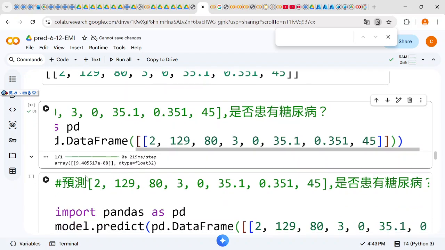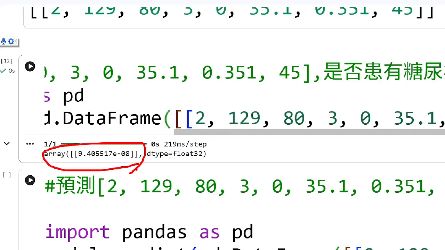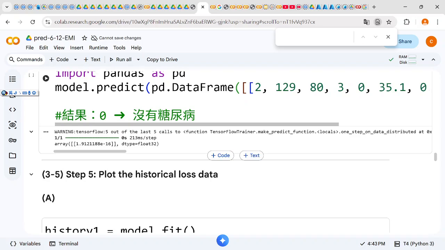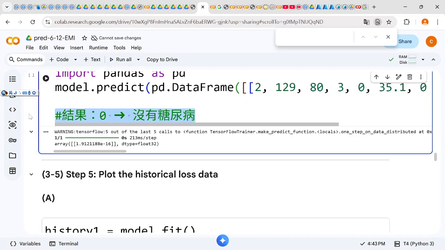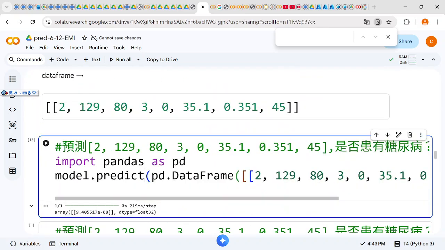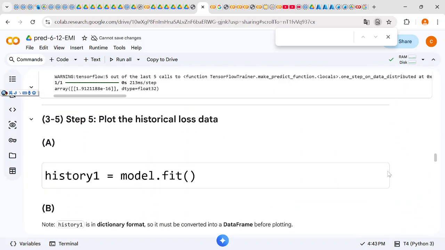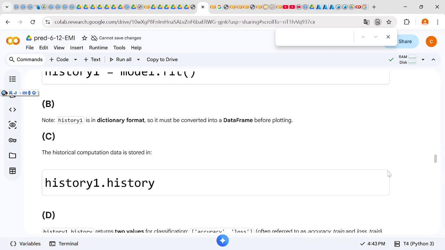Okay, the prediction is like here. It's very small, like 0. Because the result is 0, that means no diabetes. And for the fifth step, plot the historical loss data.